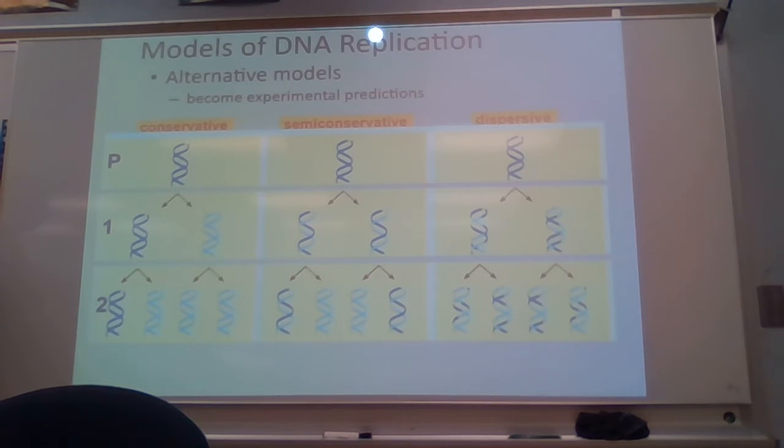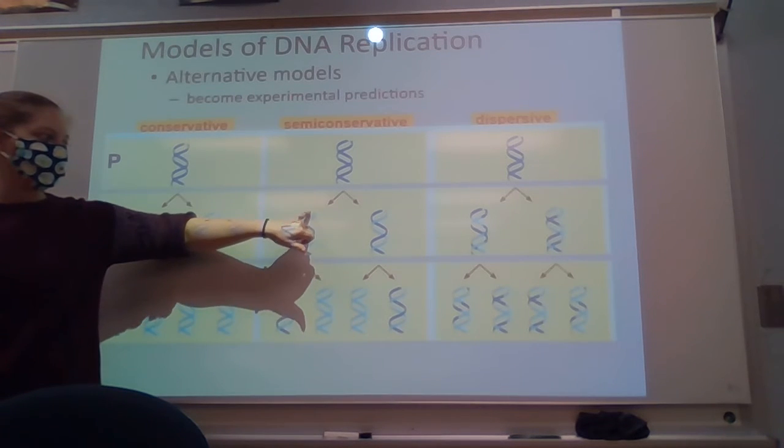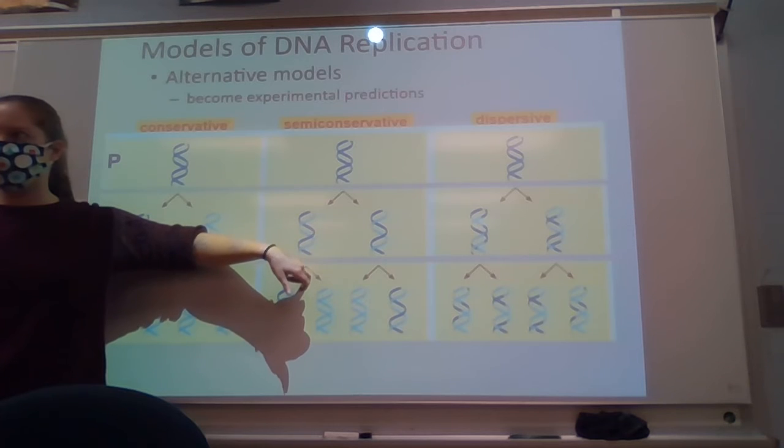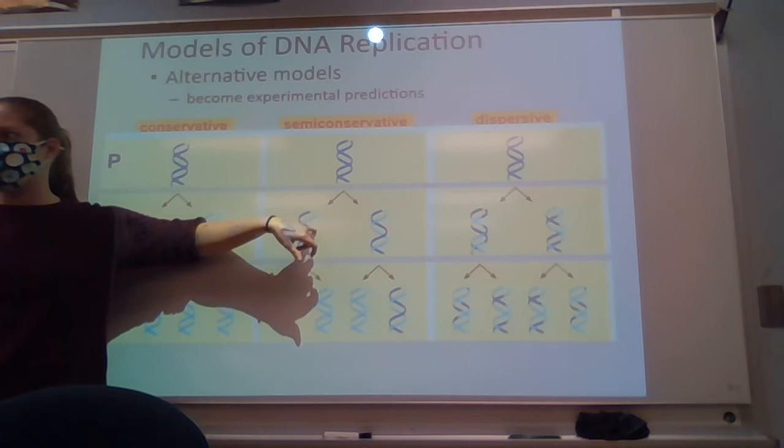In the semi-conservative model, what's different about that? Half of the original DNA strand is kept intact, and we're just adding a new strand to the other side. Okay, so semi means half, right? We have a semicircle, it's half of a circle. So semi-conservative, half of the original DNA molecule is kept intact, the other half is new.